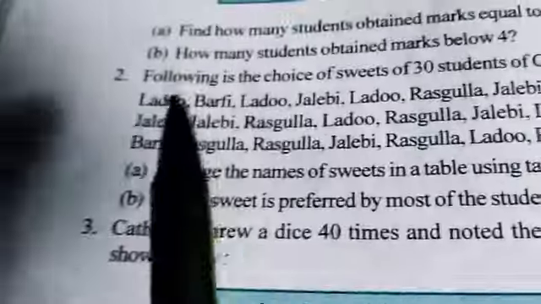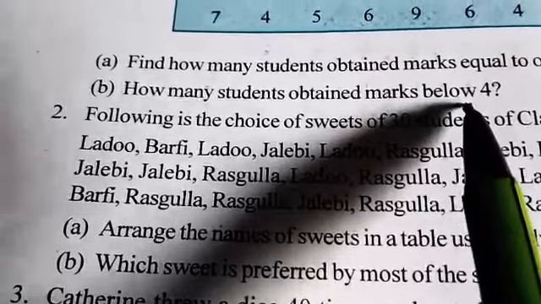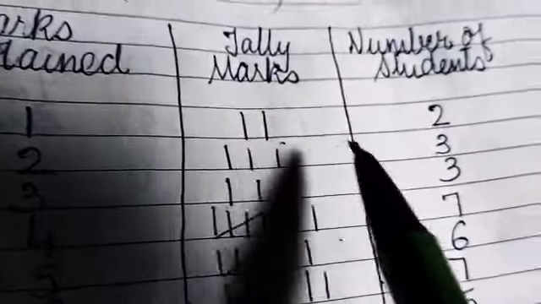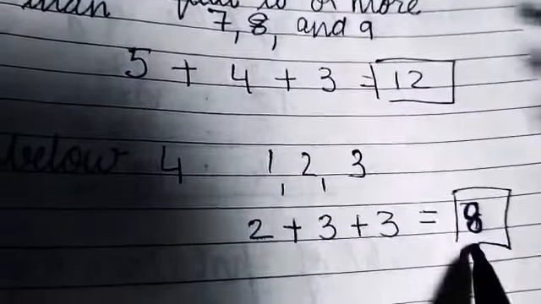Now we go for question B. How many students obtain marks below 4? Below 4 means less than 4. So which marks will come? 1, 2 and 3. So how many students are there? 2, 3 and 3. So you will write 2, 3 and 3. So it comes to 8.